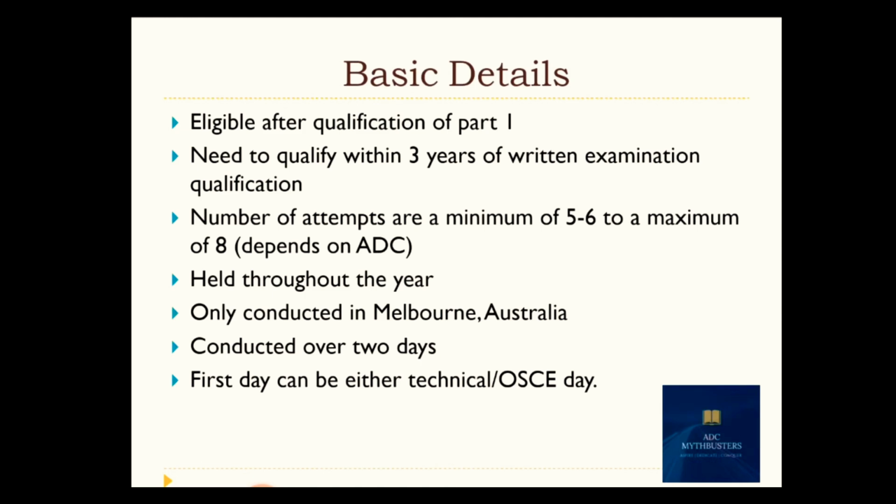To give you an overview regarding the number of attempts that you might get during your Part 2 exam process, because the Part 2 exam can be a little tricky and many a time a lot of candidates may not be able to clear it at the first attempt, which again is completely normal. So talking about the number of attempts, you would get at least a minimum of 5 to 6 attempts, which would be around 2 to 3 attempts per year, and maybe even 8 to 9 attempts, which completely depends on the ADC organization and the dates which are released by them.